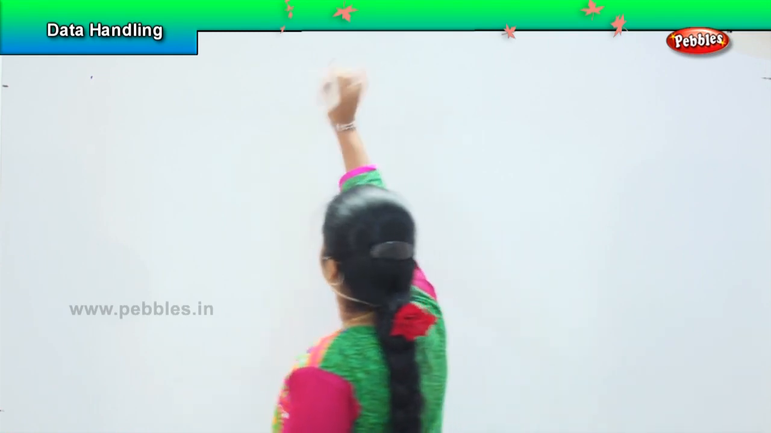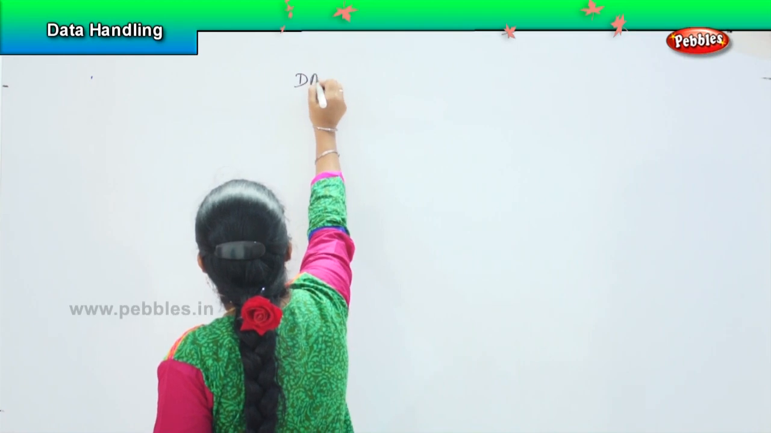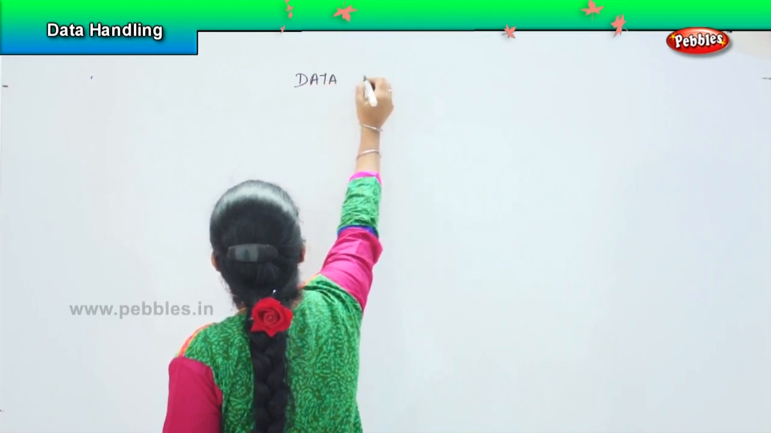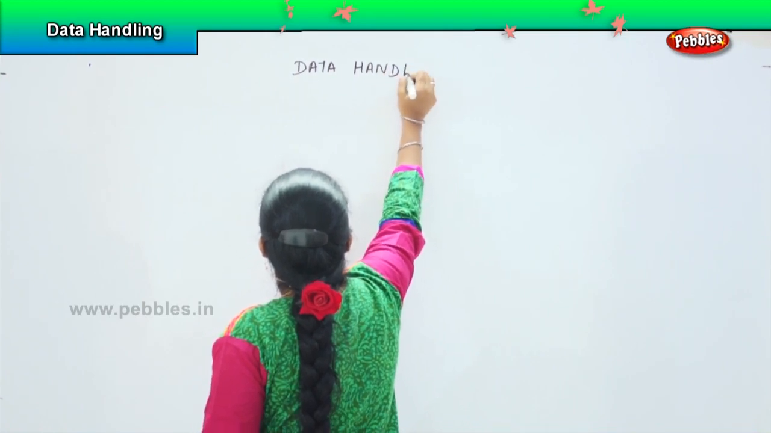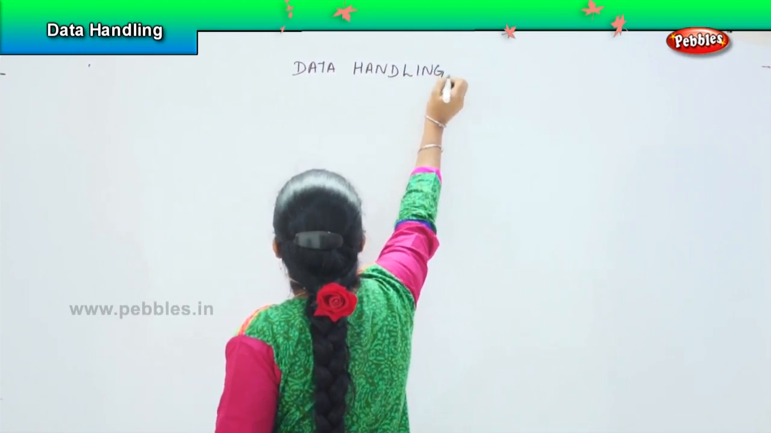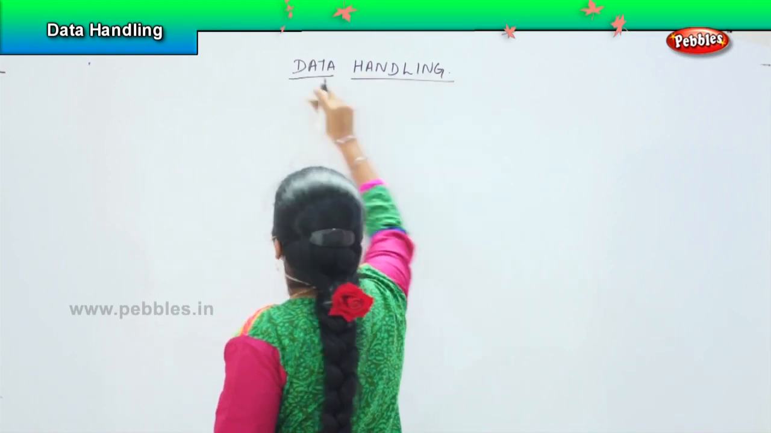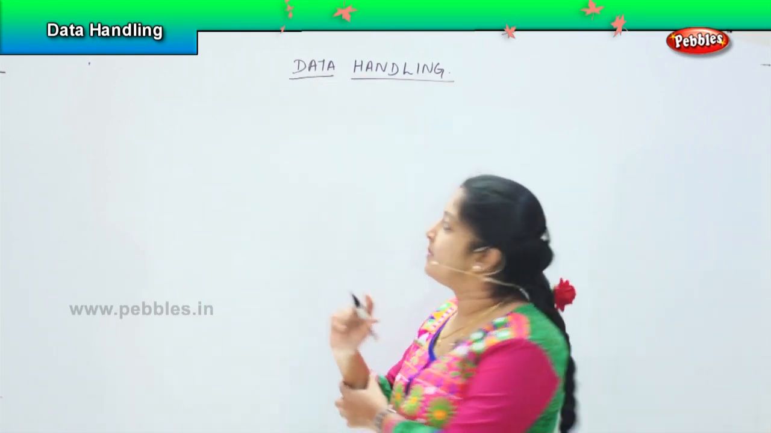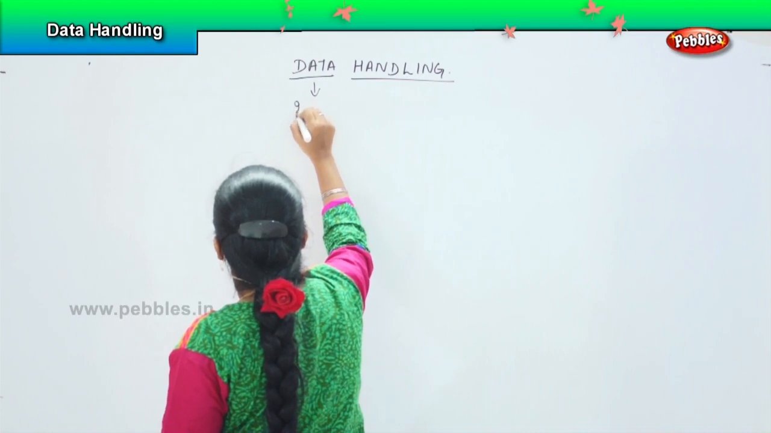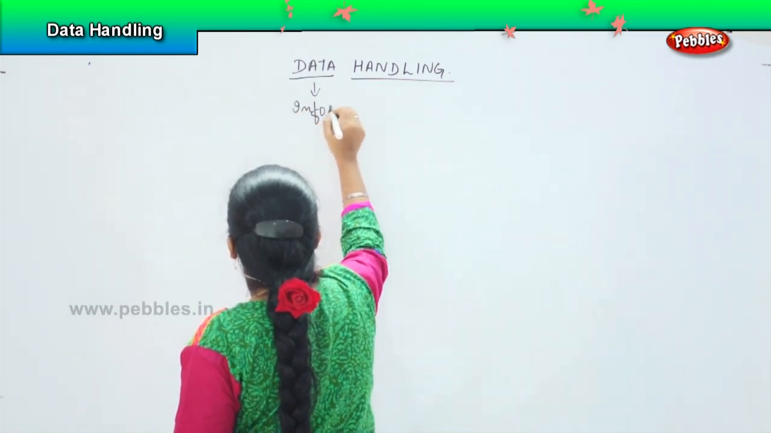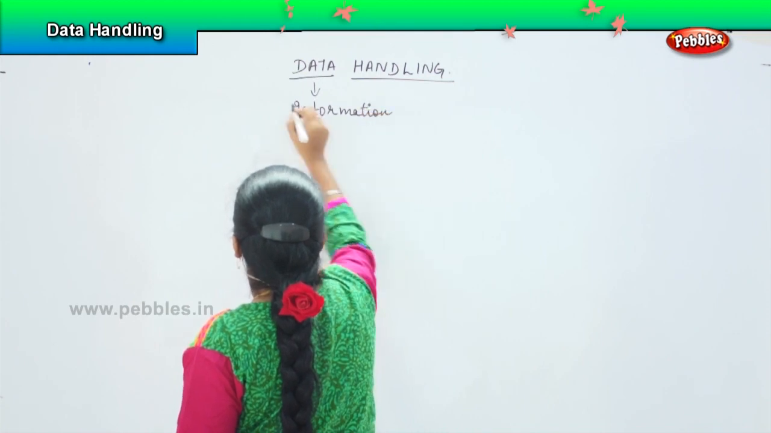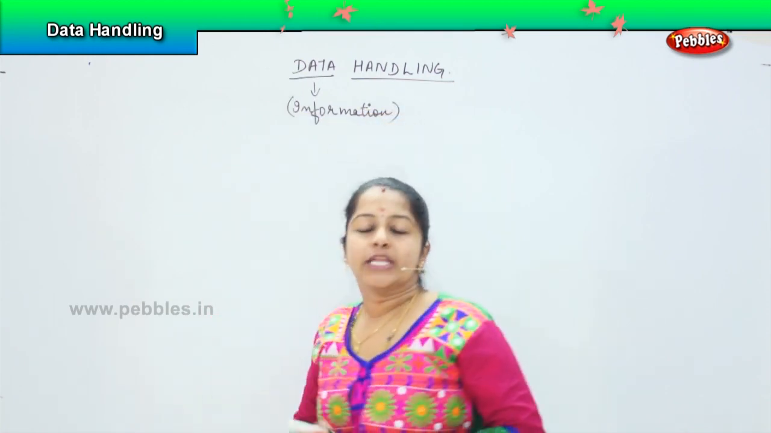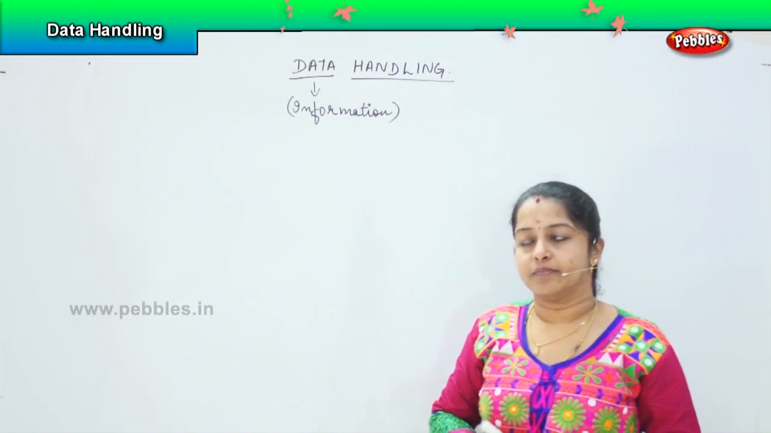Okay, and the name of the topic is data handling. Have you come across this term earlier? Data handling. So as the name suggests, data. Data means what? It means information, right? So we will be handling the information that is provided to us. Okay, so the information can be in various terms.